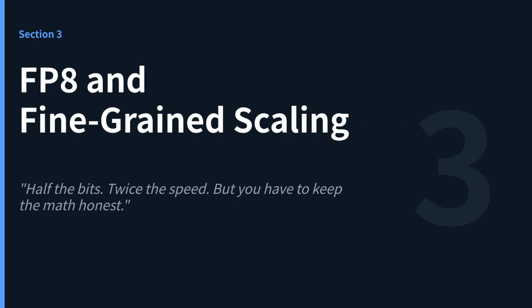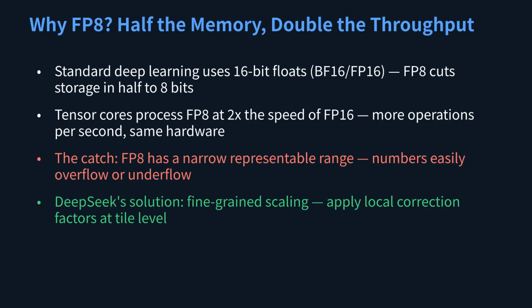Now let's talk about the number format that makes all this possible. This is section 3, FP8, and fine-grained scaling. The standard number format used in most deep learning is 16-bit floating point, which we call BF16 or FP16. Each number takes 16 bits of storage. FP8 cuts that in half to 8 bits. The advantage is dramatic. You can fit twice as many numbers into the same memory space, and the tensor cores on modern GPUs can process FP8 operations at twice the speed of 16-bit operations.